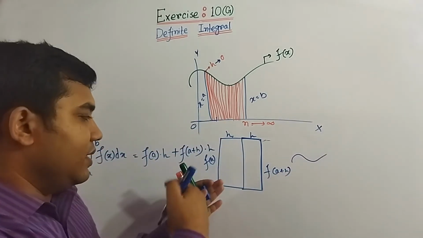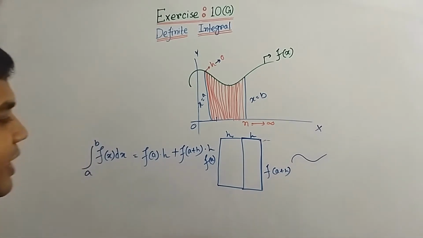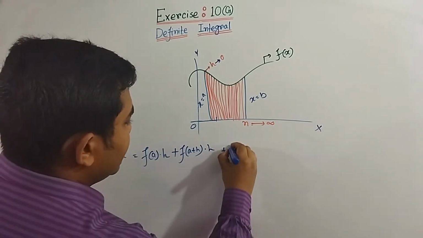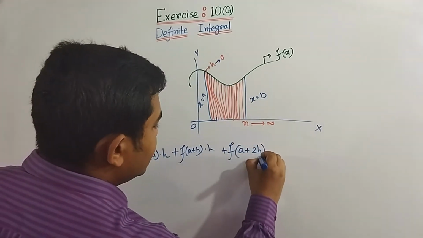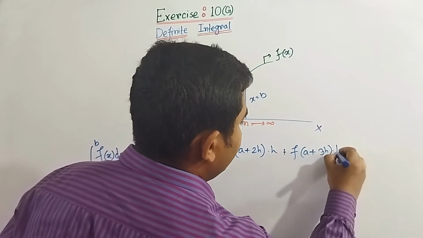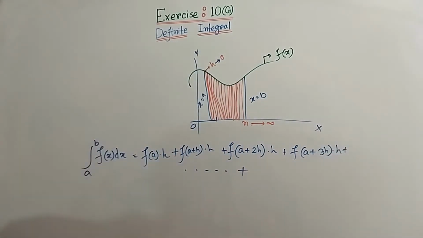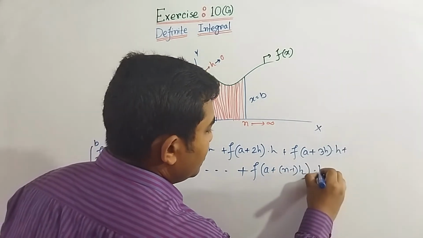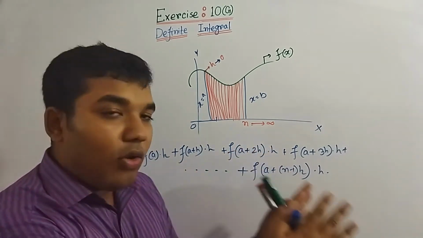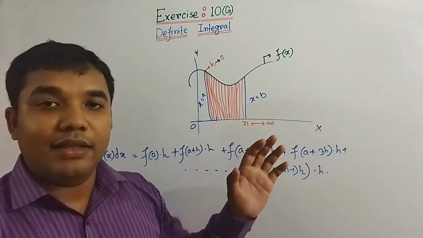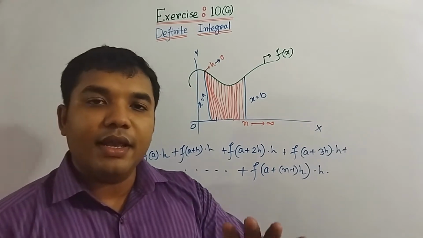If this system goes on and on, then what can we write? Exactly, the next part should be f of a plus 2h into h, then f of a plus 3h into h, and if it goes on and on, then the finishing part should be f of a plus n minus 1 times h, into h. So after doing all of that, for every rectangle, if we find the area and then add all the rectangles, then we get the area.